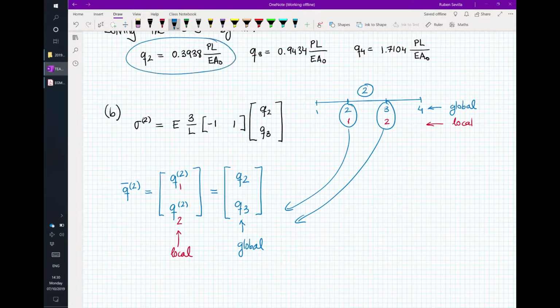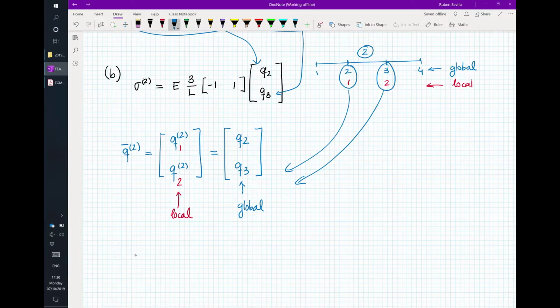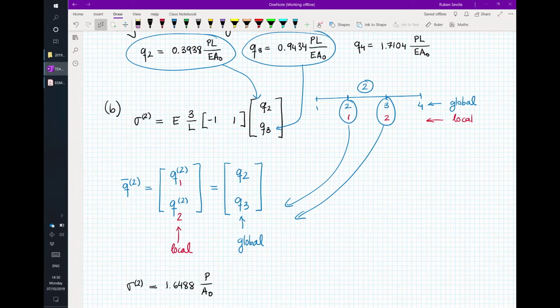Right, Q2 and Q3 are known. We just computed them, so you insert these numbers in here, and you rearrange everything, and the result is the stress at element number 2. According to my numbers, this is what you get. The Young modulus cancels, and the L also cancels. So that's what you get.